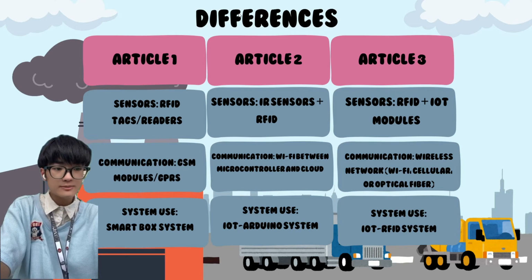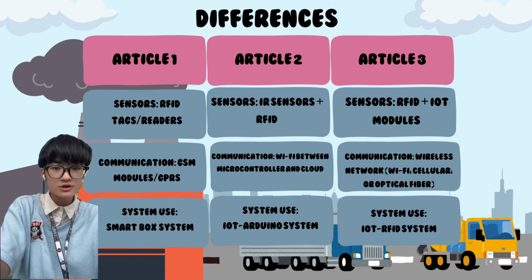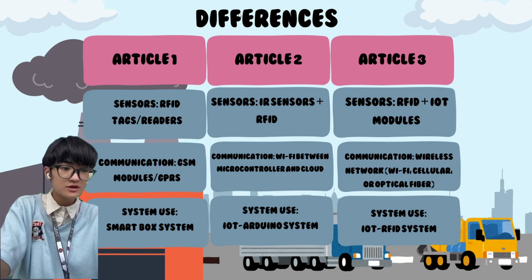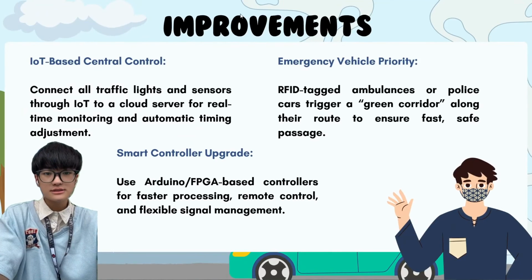Lastly, we're going to talk about the system used. For Article 1, we use a smart box system. For Article 2, we use an IoT-based system. For Article 3, we use an RFID system. There are also some improvements I will list.